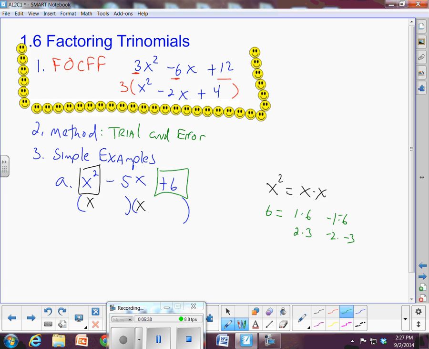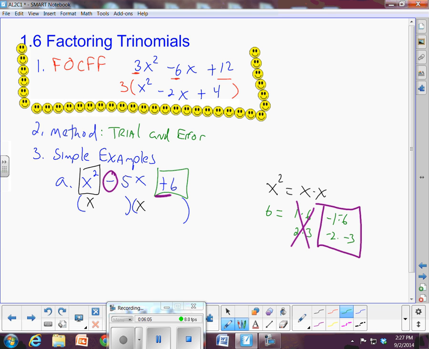Now, I'll give you a big, big hint here. Whenever your middle term is negative and your last term is positive, you have to use the negatives. It's the only way to get a negative in the middle. So really, these choices are out, and that just leaves us negative 1 times negative 6 or negative 2 times negative 3.